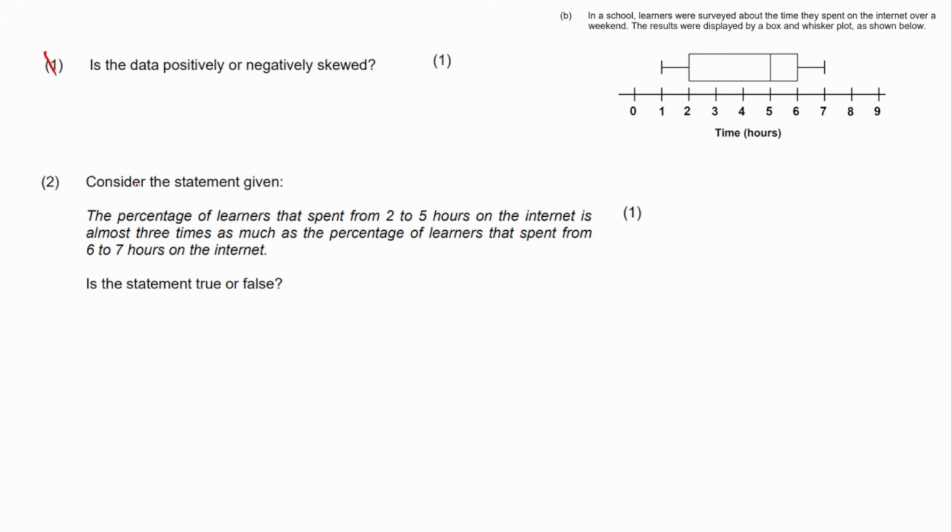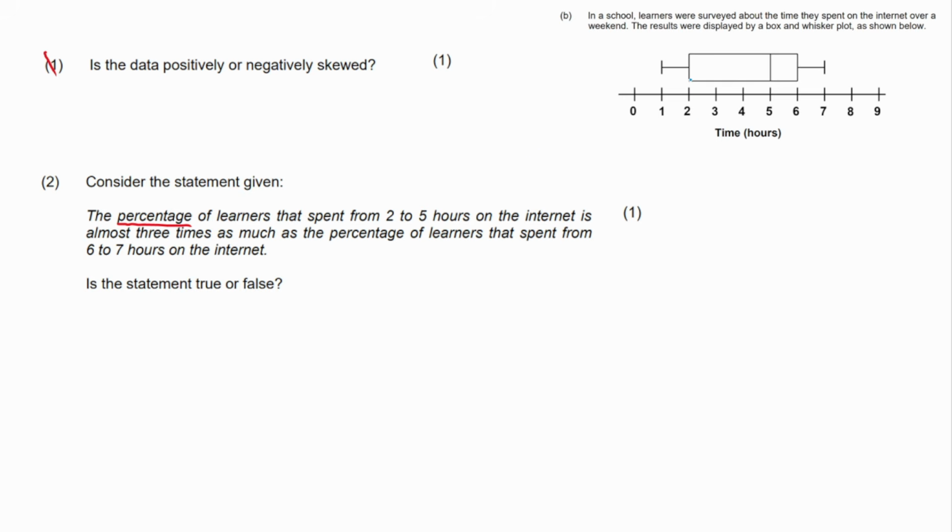Okay, that's important. So they're talking about percentages. The percentage of learners that spent from 2 to 5 hours on the internet is almost 3 times as much as the percentage of learners that spend from 6 to 7 hours on the internet. Is the statement true or false? So let's break this down.